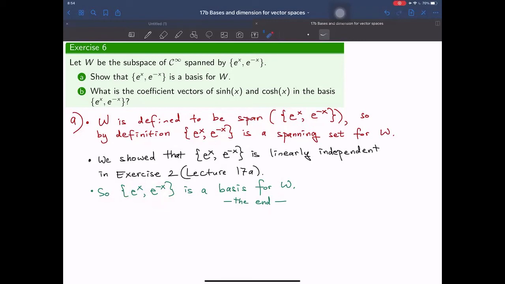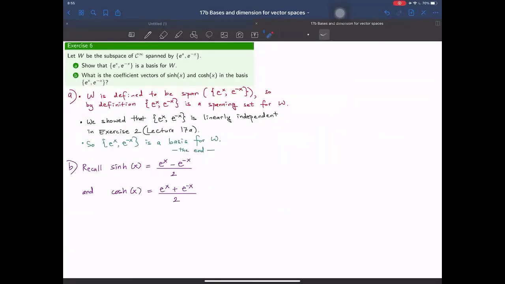I will write down a formula for the hyperbolic sine and hyperbolic cosine in terms of e to the x and e to the negative x. And from there, we can easily compute the coefficient vectors of these two functions. Recall that the hyperbolic sine can be written in this way: e to the x minus e to the negative x divided by 2. Hyperbolic cosine can be written as half of the sum of e to the x and e to the negative x.